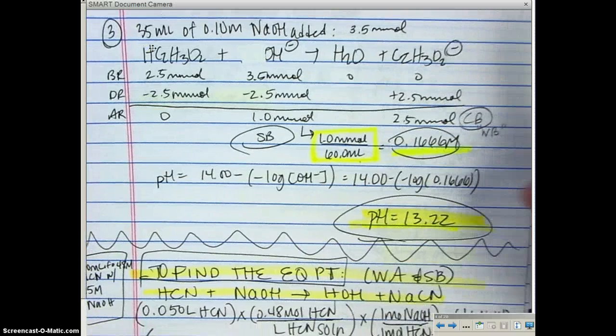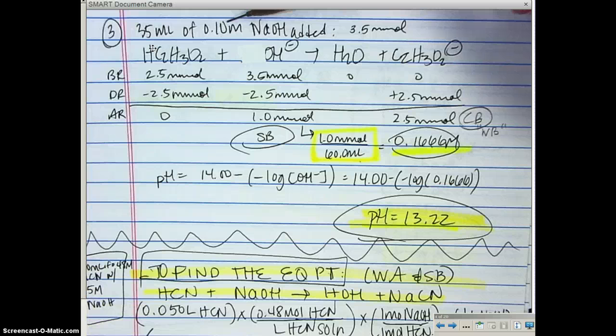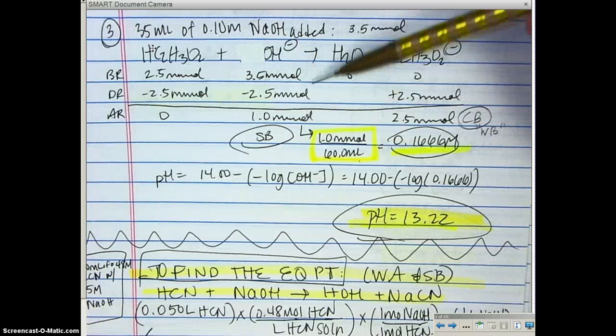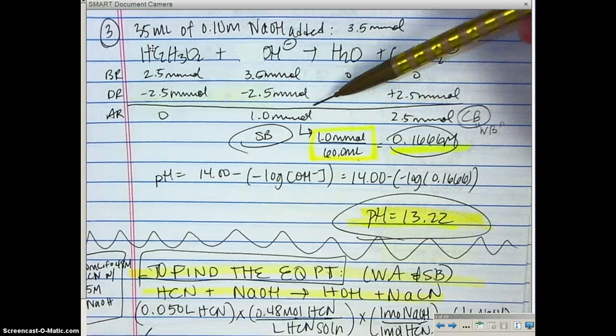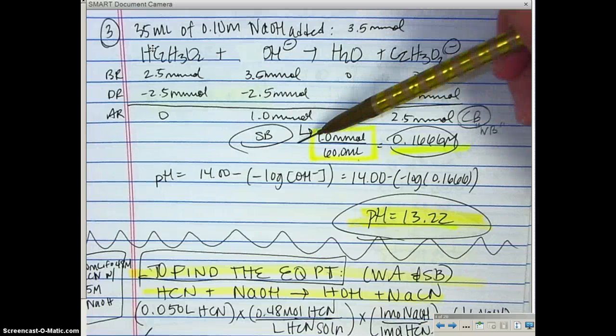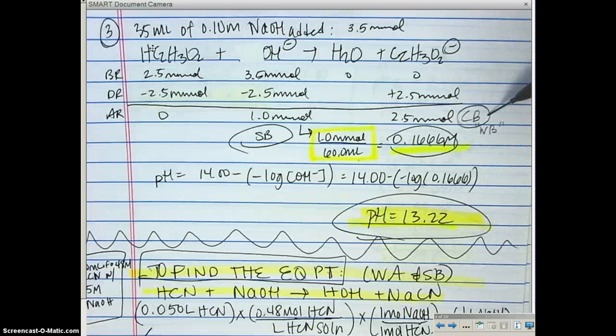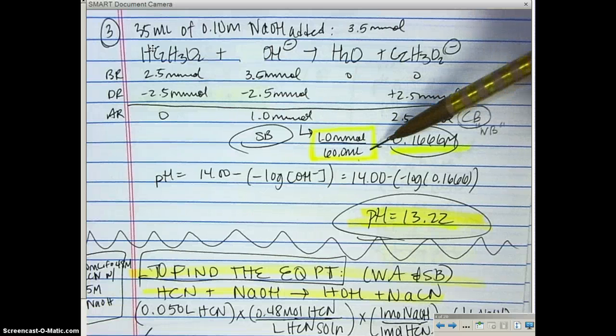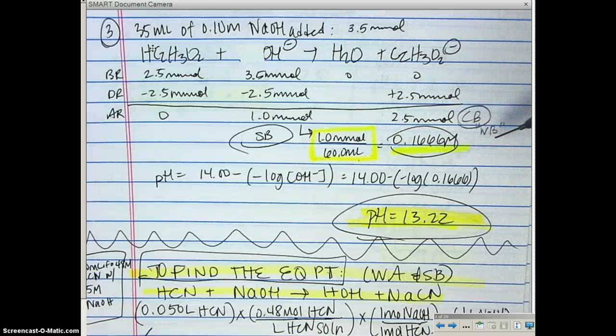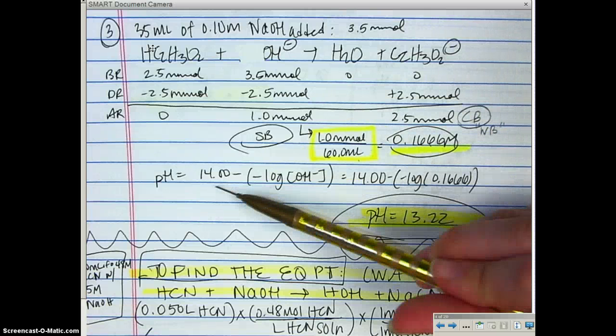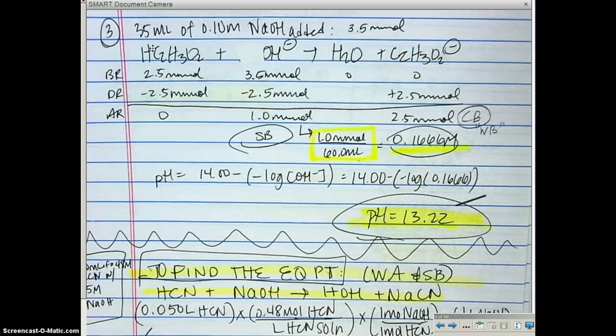Last one here is after, oopsies. Okay. After you've added 35 milliliters of the 0.1 molar solution, you end up with excess hydroxide present because that is now your excess reagent. That's your strong base. The weak conjugate base does not compete with the strong base at all. The strong base has ultimate control of the pH. 1 millimole divided by your total, 35 plus 25 is 60. That's 0.1666 molar. Plug that into your pOH, so 14 minus pOH is equal to 13.2.